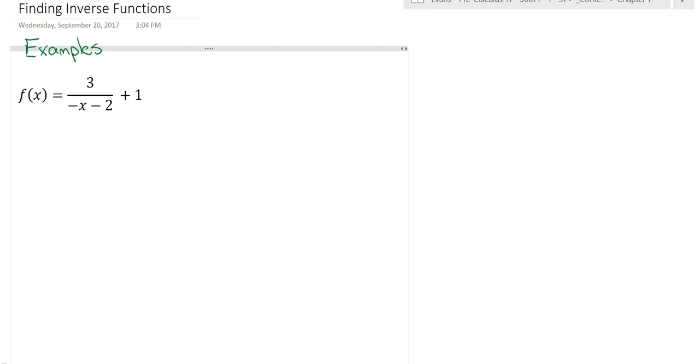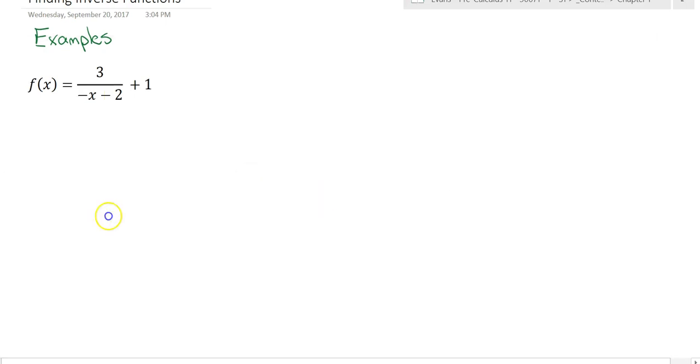Hey gang, I'm going to show you two quick examples on how to find an inverse function using the flip and find approach. So the first thing you're going to do is rewrite this: y equals 3 over negative x minus 2, plus 1. So then we're going to flip the x and the y, so the x is going to come over here, and it becomes negative y minus 2 plus 1, and then we're going to solve for y.